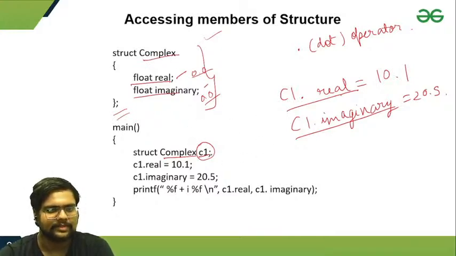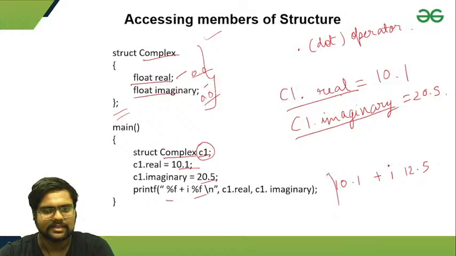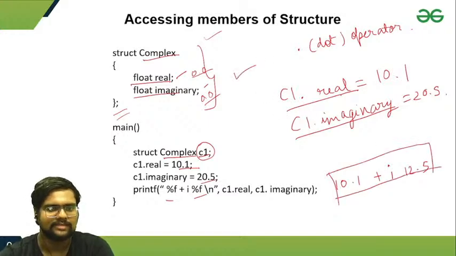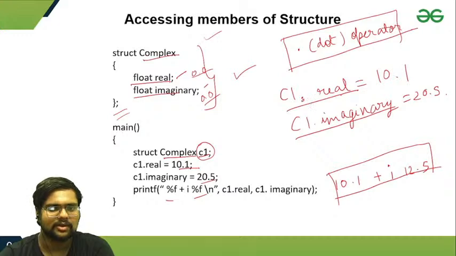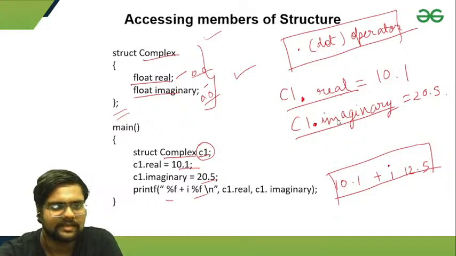Here we are defining a variable c1 and initializing it with 10.1 and 20.5. When we print this value, it will print something like 10.1 plus i 12.5. So it is a representation of a complex number. We can store a complex number in this form using a structure. Here we are using the dot operator to access the members of our structure. So let's move on.